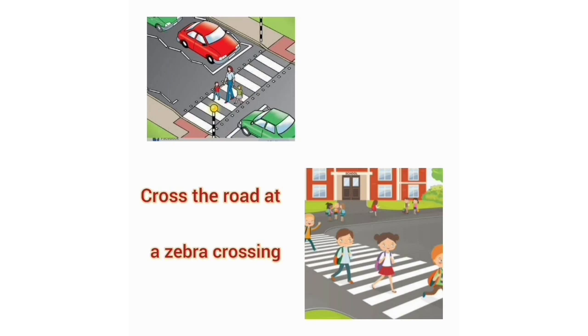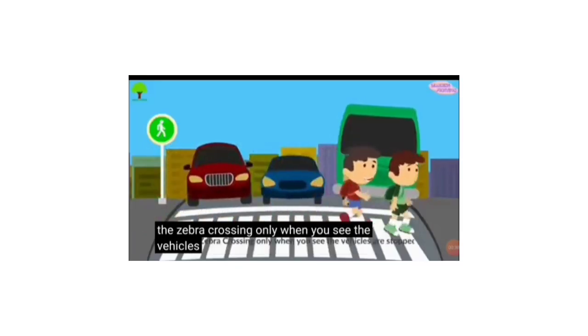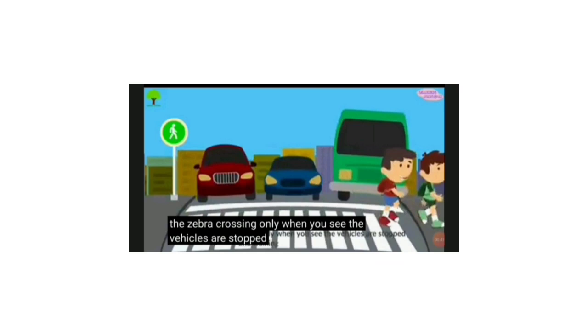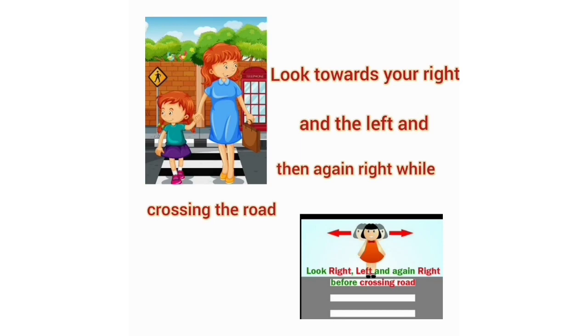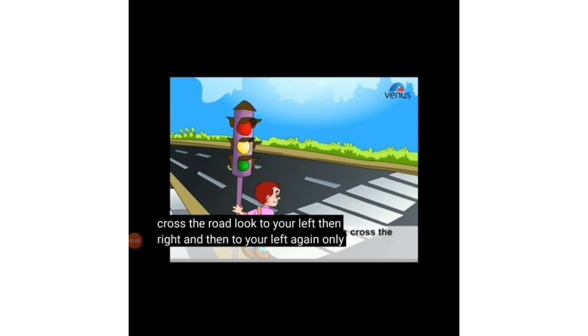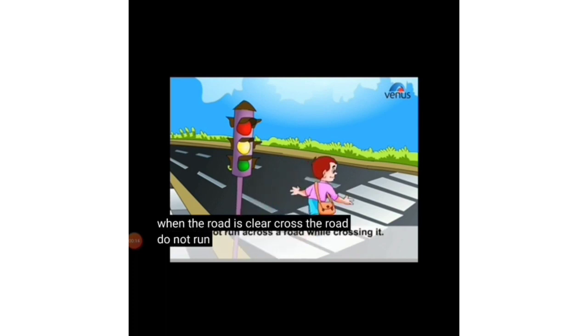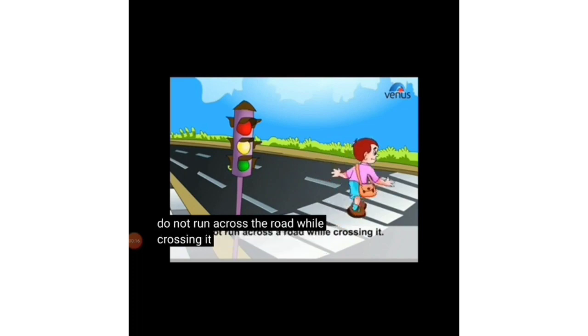Next, cross the road at a zebra crossing. We should cross the road using zebra crossing only when the vehicles are stopped. Third, look towards your right and the left and then again right while crossing the road. Which means before using the zebra crossing, you have to look on both the sides only when the road is clear with no vehicles moving.